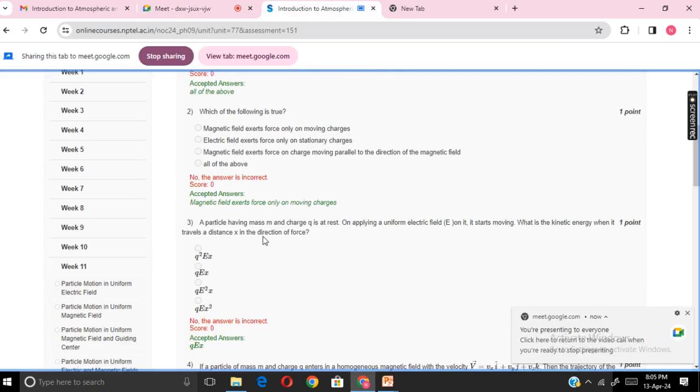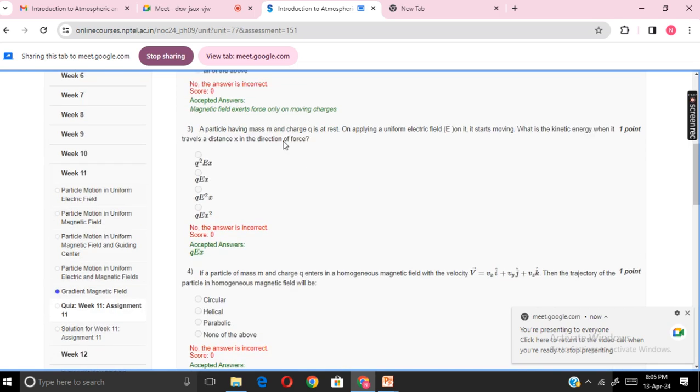So for the second question, only the statement "the magnetic field exerts force only on moving charge" is true. All other statements are false. Okay, now the third question.